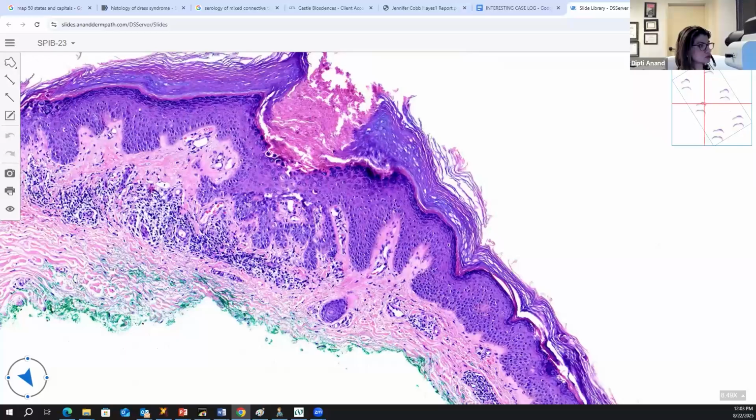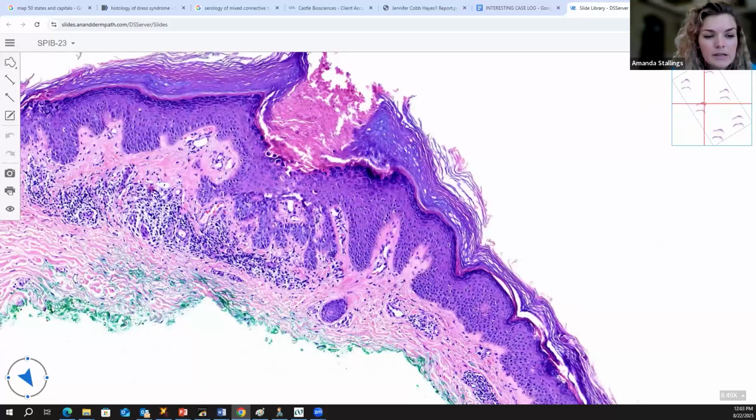Who wants to take it? So this pattern is acantholytic dyskeratosis. We can see the corps ronds and corps grains in there. And it's just one little papule of it. So I would say Grover's for this one.